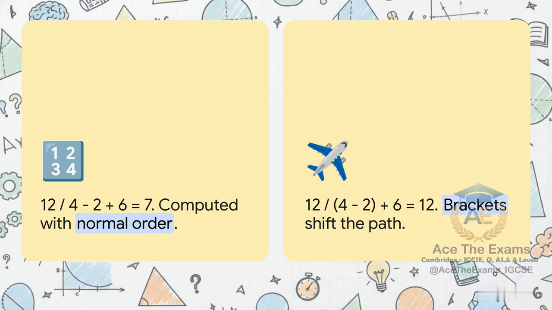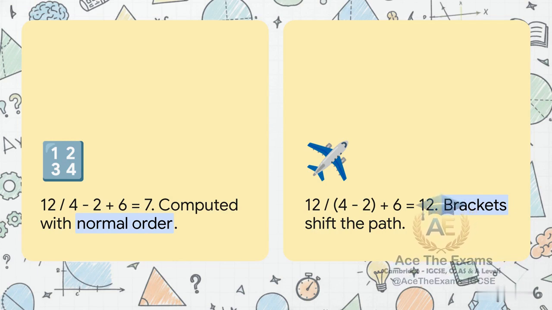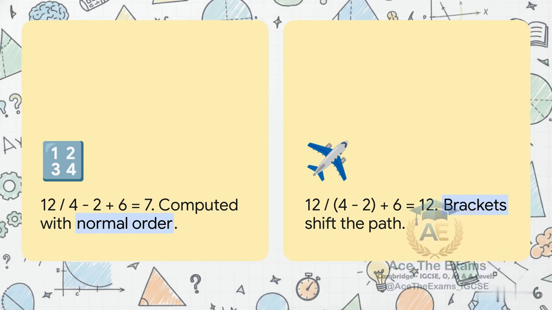Bracket the 2 plus 6 instead, well, that's 8. 12 divided by 4 is 3. 3 minus 8 is negative 5. Put massive brackets around everything after the division sign, so 4 minus 2 plus 6 is 8. 12 divided by 8 is 1.5. Same numbers, same order. Just by moving those tiny little brackets, your entire flight path changes completely.